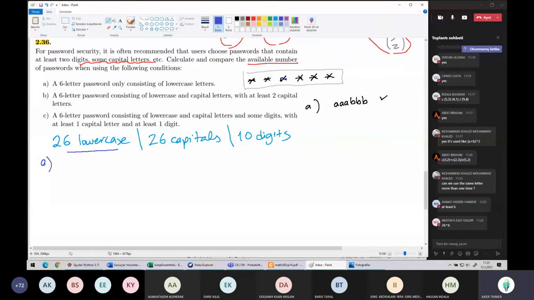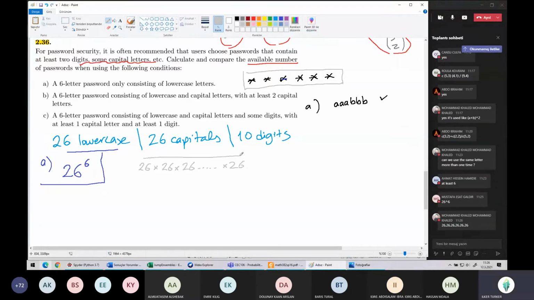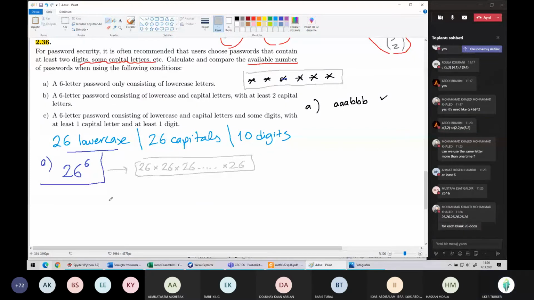Yes, Mustafa Esat is right here. Our solution is 26 power 6. Why? Because you have 26 combinations for all digits. So our answer for this question is 26 power 6.